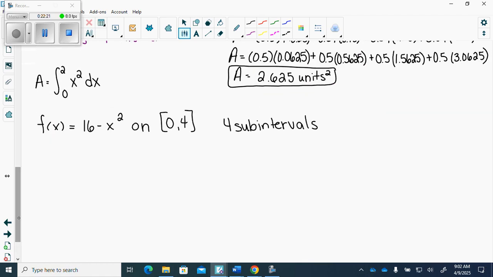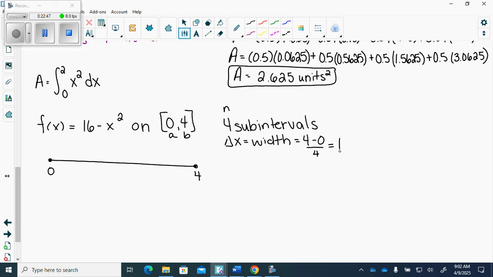always sketch myself a number line. So watch, this is what I do. So I will go 0 to 4. If I want to know the break of my work, I would go change in x, or the width, equals b minus a. So it would be 4 minus 0 divided by 4. So this one's nice, it's 1, because I picked a nice one for you. Okay? So we have to split this up. 0, 1, 2, 3, 4, correct?